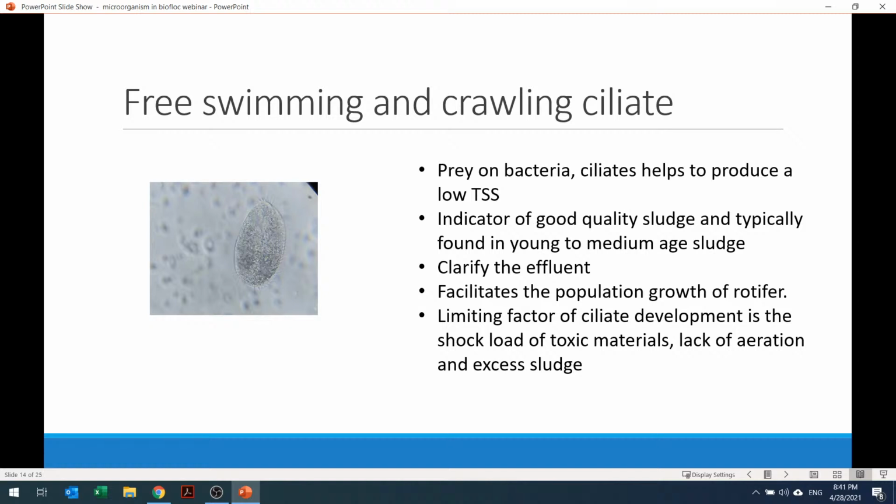The presence of this organism indicates good quality sludge and is typically found in young to medium aged sludge. How can you identify the age of your sludge? It's by observing the sludge color. Darker color indicates older sludge age. The availability of the ciliate also helps to facilitate the population growth of the rotifer. If there is no ciliate in the system, it is quite hard to get rotifer inside. However, the limiting factors of ciliate development are shock loads of toxic materials, lack of aeration, and excess sludge.